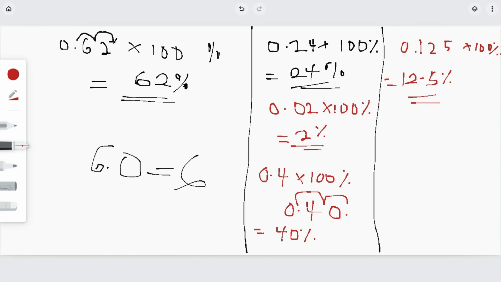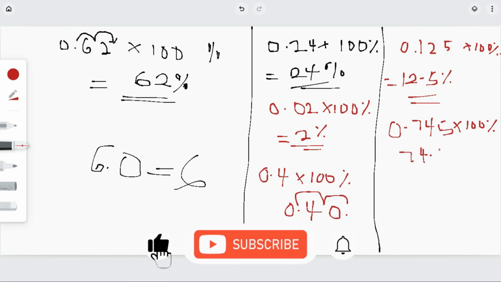And the next one, which is 0.745. So the decimal point is here, you understand. You are going to shift the decimal point 2 times because you are multiplying by 100, and you are just adding the percentage sign here. So that means the answer will be 74.5%, you understand. So that's the correct answer.